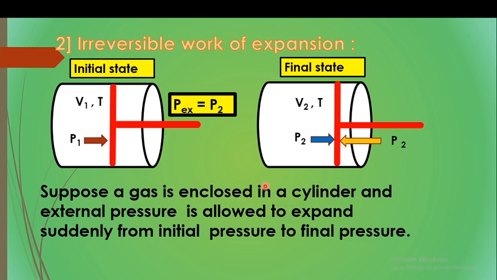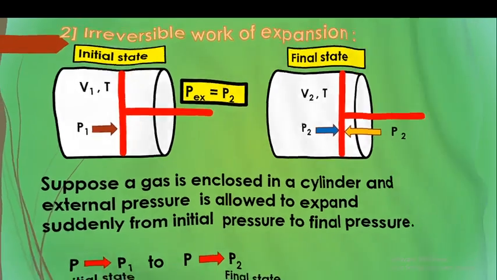Suppose a gas is enclosed in a cylinder and the external pressure is allowed to expand suddenly. This external pressure, P external, is allowed to change suddenly from the initial state to the final state. So what happens? The pressure changes from P to P1 in the initial state, and in the final state the pressure changes from P to P2. So this is the initial state and this is the final state.